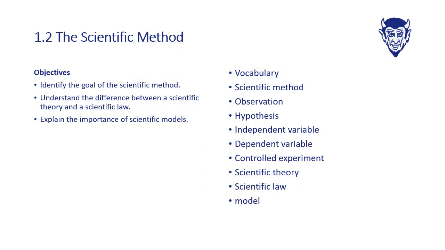At this time, you should be able to identify the goal of the scientific method, understand the difference between a scientific theory and a scientific law, explain the importance of scientific models. Also, you should be able to use the following vocabulary words: scientific method, observation, hypothesis, independent variable, dependent variable, controlled experiment, scientific theory, scientific law, and model. When you are, proceed to the next slide for your exit quiz. Please gather your notes.